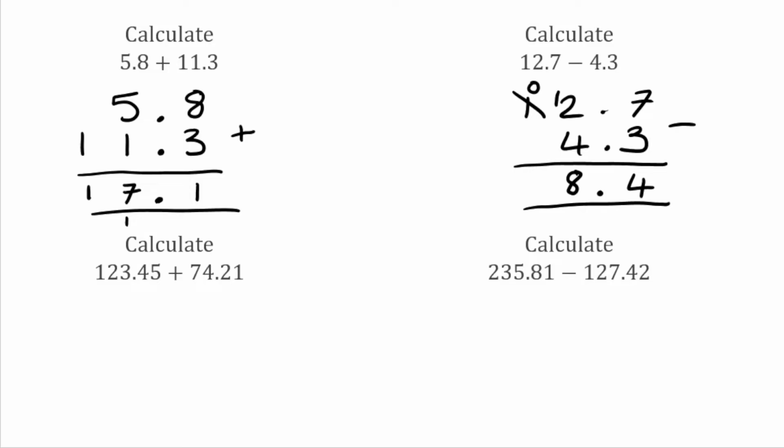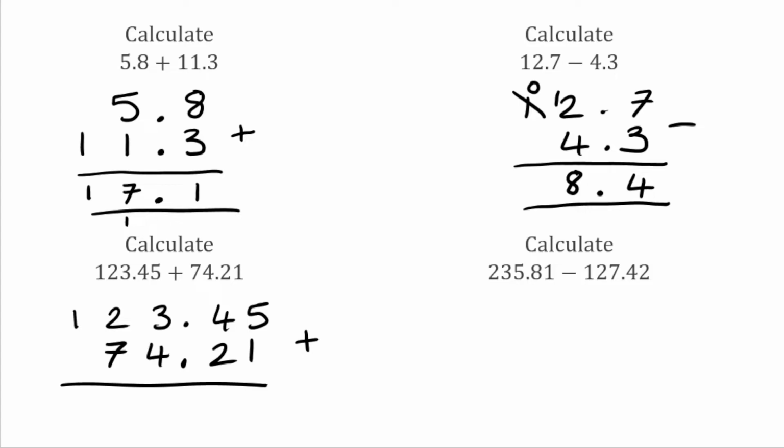Okay, for our next question, we've got 123.45, and we're going to add on 74.21. So being careful to line the columns up correctly, we'll have a 7 in this column, a 4 here, then our decimal, and then 2 and 1. Okay, so again, starting from the right, we've got 5 add 1 is 6, 4 add 2 is also 6, 3 add 4 is 7, 2 add 7 is 9, and then 1 on its own would be 1. So the answer to this would be 197.66.